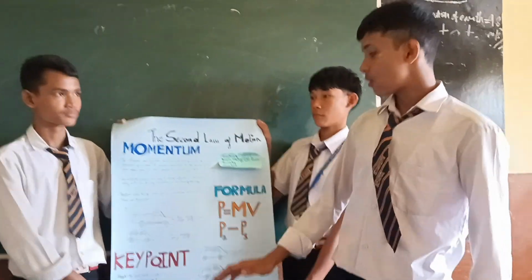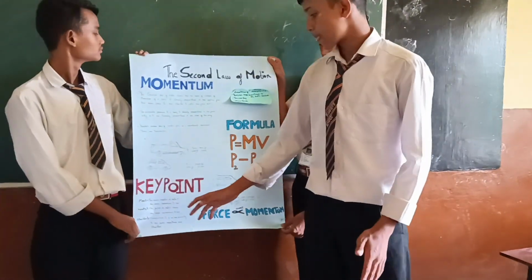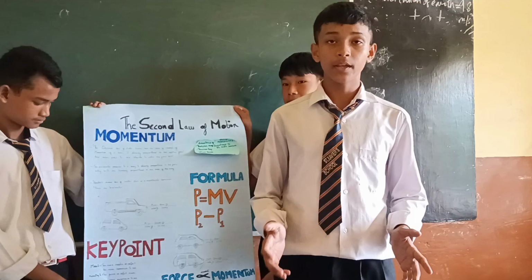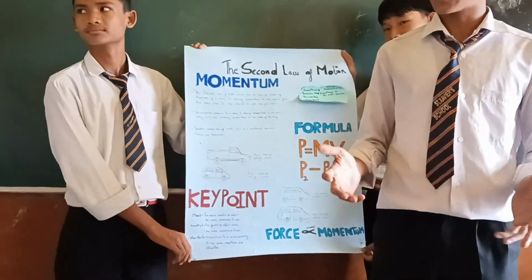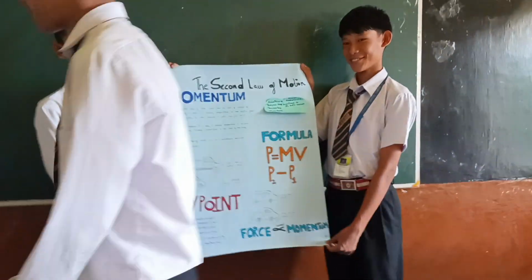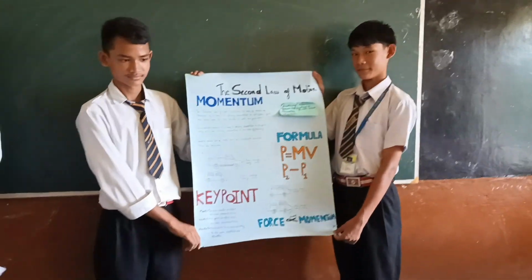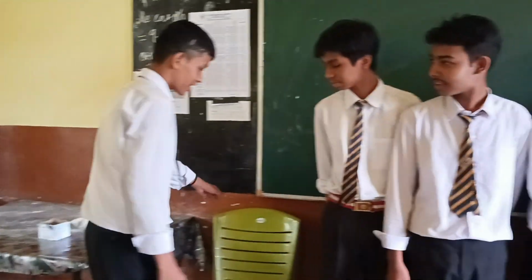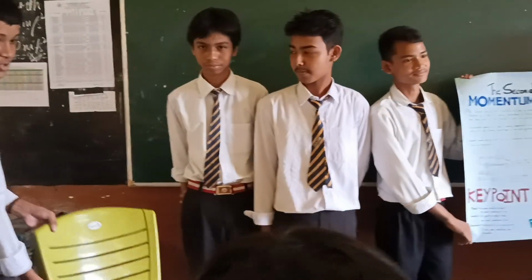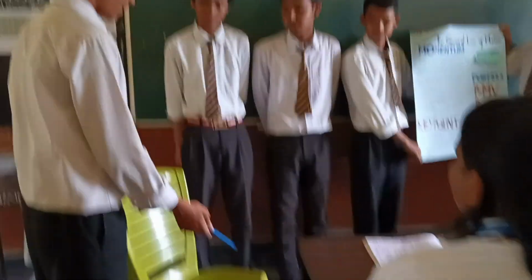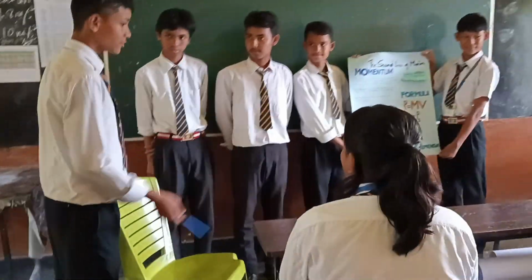So now I'd like to explain the 3 points. The more massive an object is, the more momentum it will have. For example, let's take this chair and this bed, and I throw them with the same velocity. The momentum of this one will be more because it has more mass.